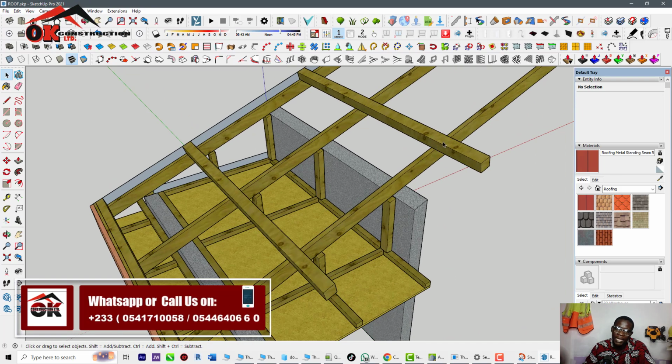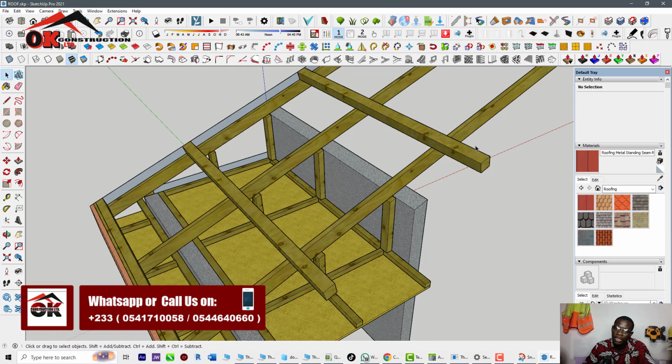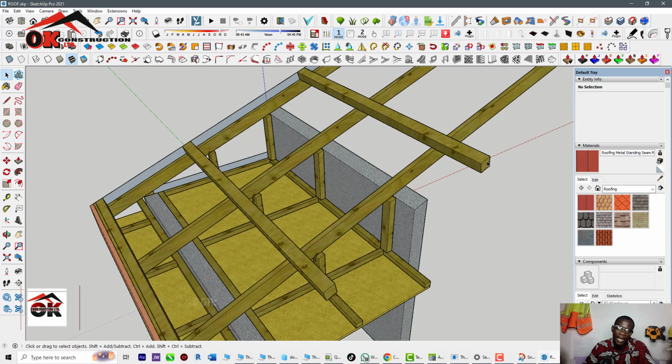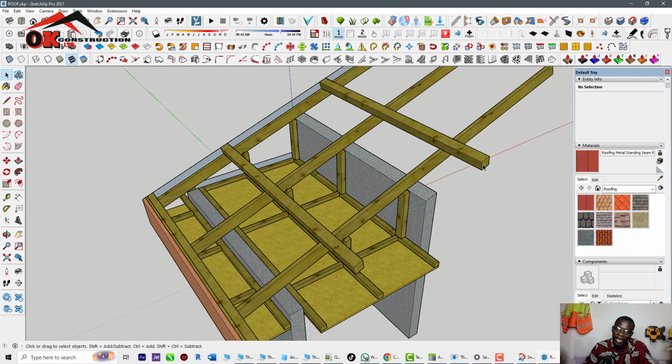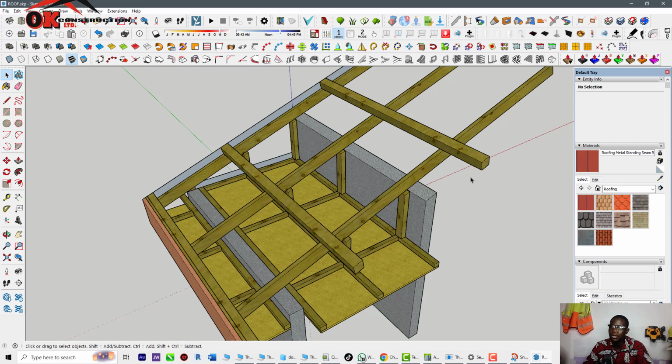And also, this particular one, the purlins, we use 2x6 for the purlins. Also, the distance shouldn't be more than 3.5 feet. It could be less, but the best measurement should be at least 3.5 feet.